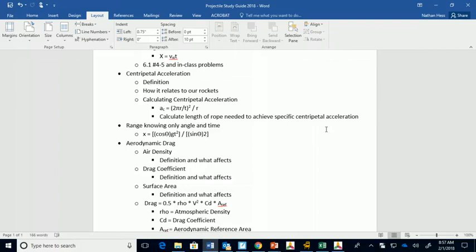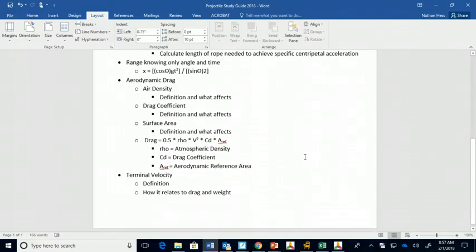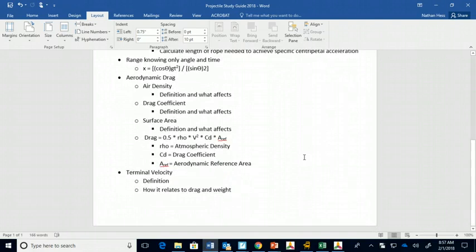And the last piece that we're doing today, as well as what we started on Monday, is this aerodynamic drag. I'm going to introduce you to this equation for drag today that puts the three pieces that affect it together into a formula. Terminal velocity will come into that as well. We'll mention that, as well as how it relates to drag.